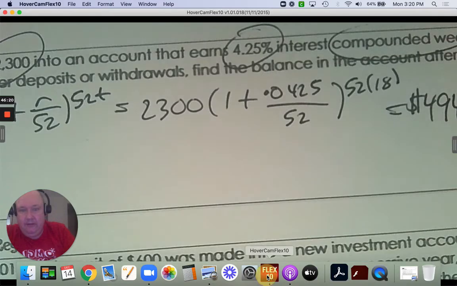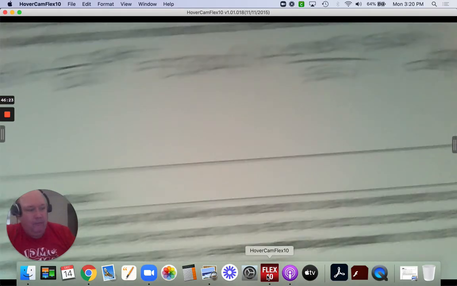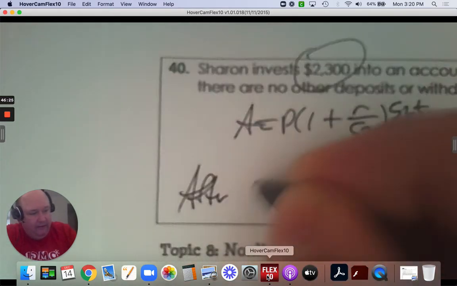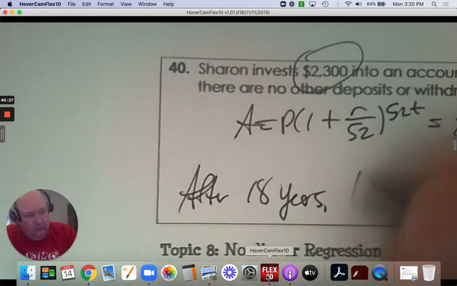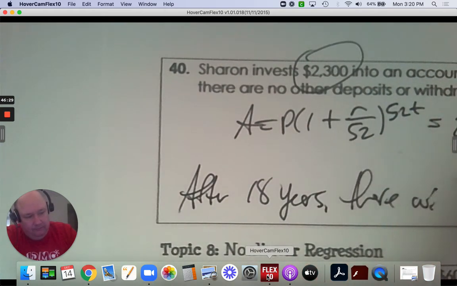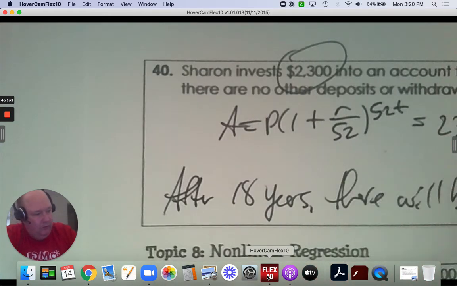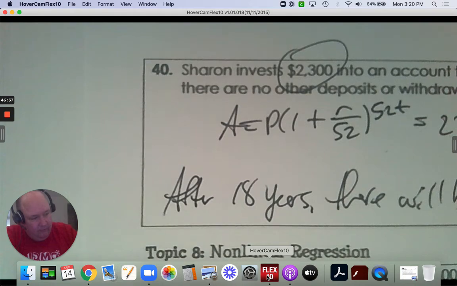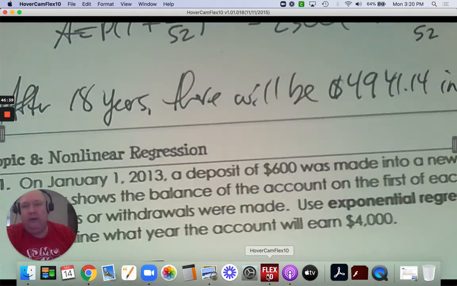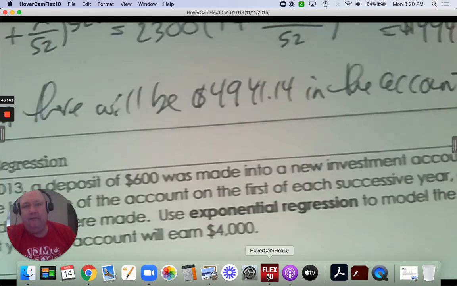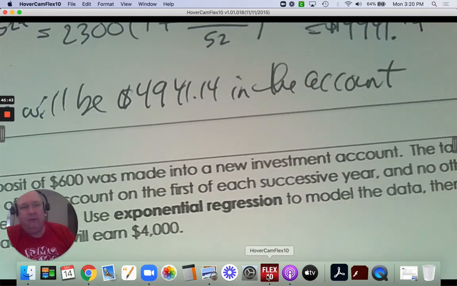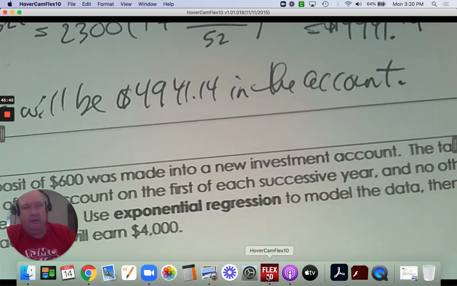Come back here. Write a simple sentence. After 18 years, there will be $4,941.14 in the account. So after 18 years, there will be $4,941.14 in the account, period.